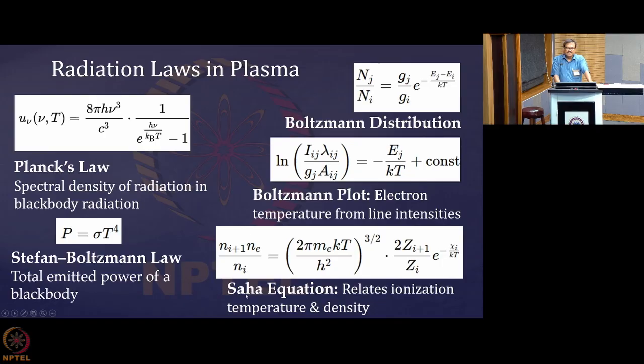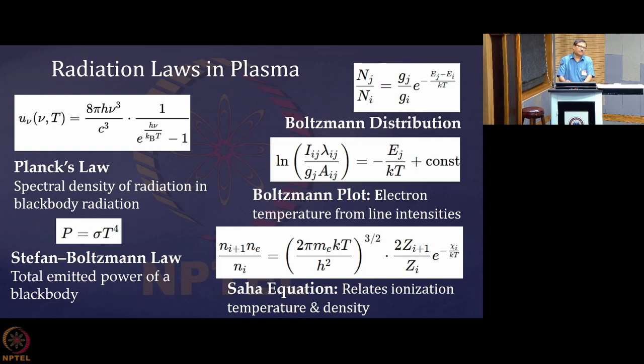Then we had the Saha ionization equation in explicit form. It goes like this. This is a generic type where N(i+1) is the (i+1)th ionized state, Ni is the ith ionized state, Ne is the electron density, Z is the partition function, and χi, the exponent, is the ionization energy. So these are basically the radiation laws in plasma that we should keep in mind.